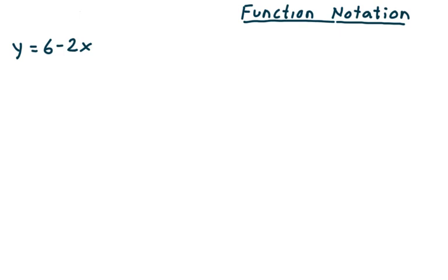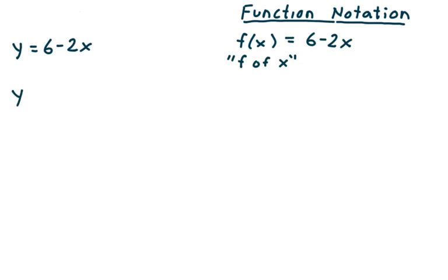Now, in function notation, I'm going to replace y with f of x. So again, this is read f of x, where f is the name of the function. And so I'm going to write f of x equals 6 minus 2x.